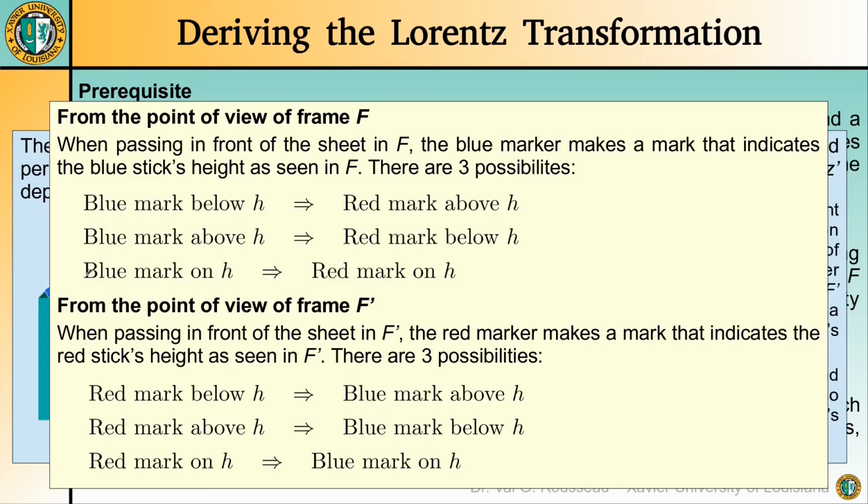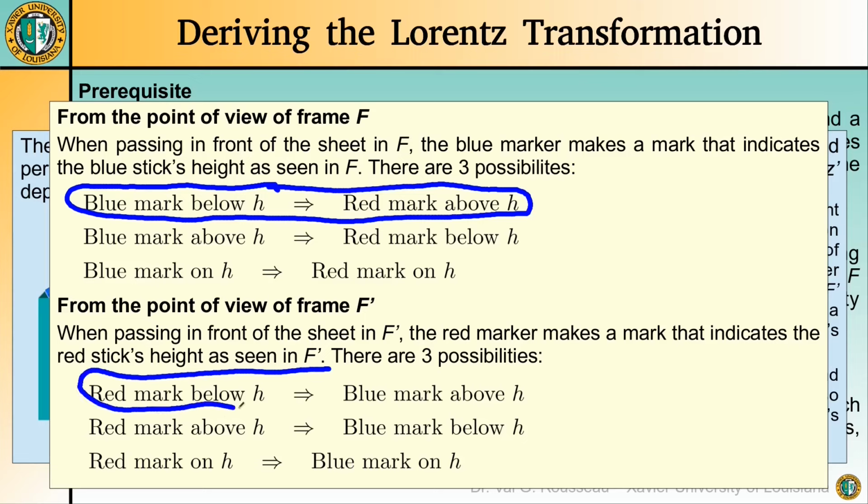However, the outcome of the experiment must be symmetrical, since the experiment itself is symmetrical. This means that if nature chooses the first outcome in F, then it must also choose the first outcome in F', or it must choose the second outcome for both frames, or the third one. So let us look at the first possibility. We have the blue mark below h, and we must have at the same time the blue mark above h. This leads to a contradiction, so it can't be correct.